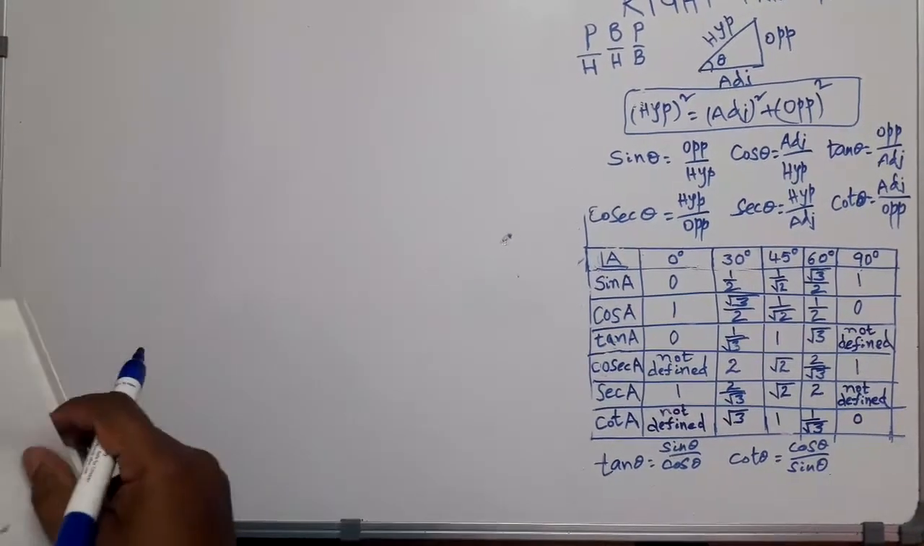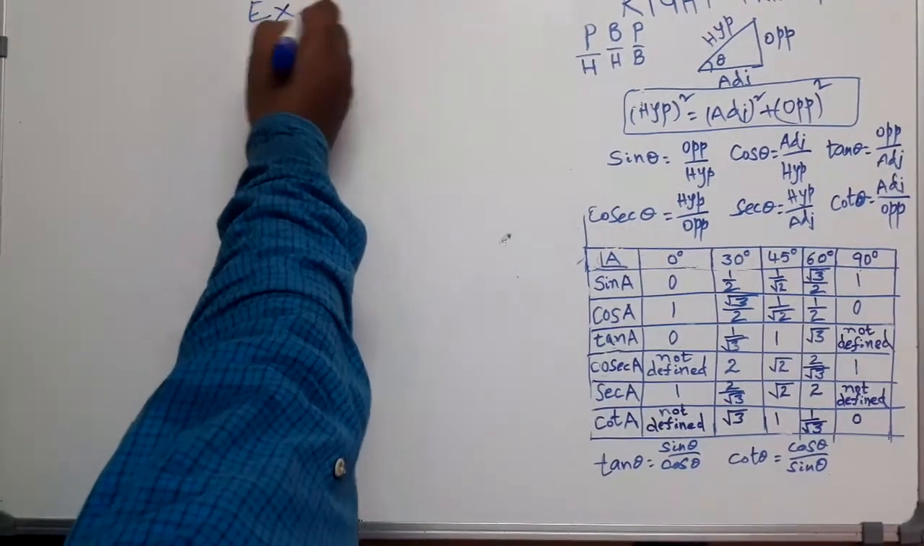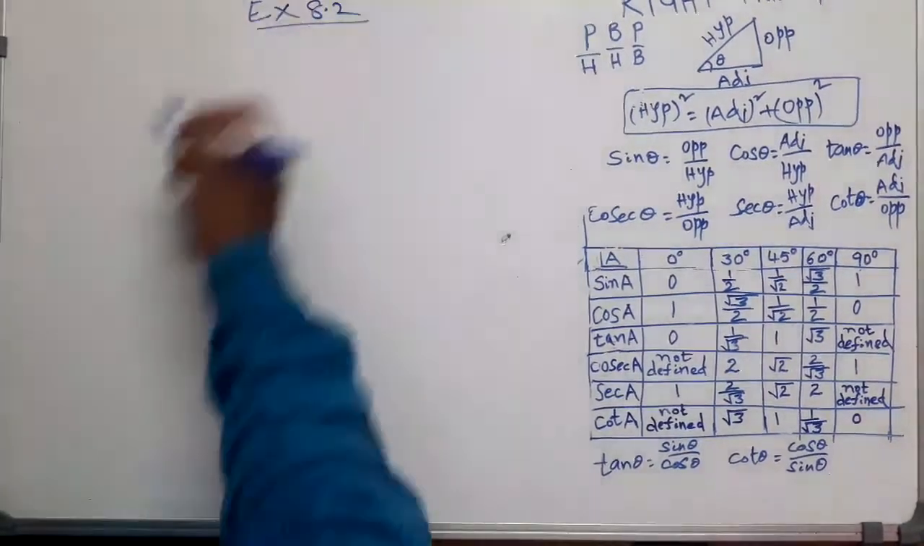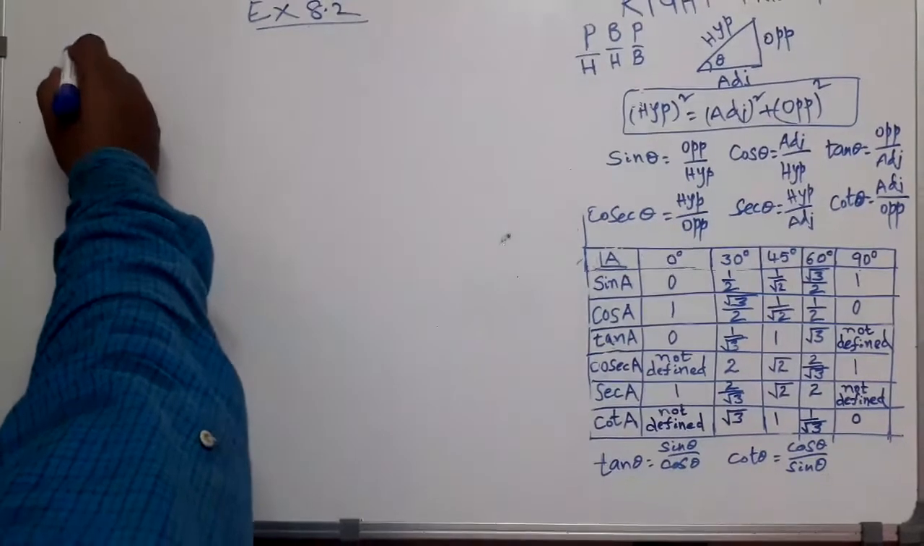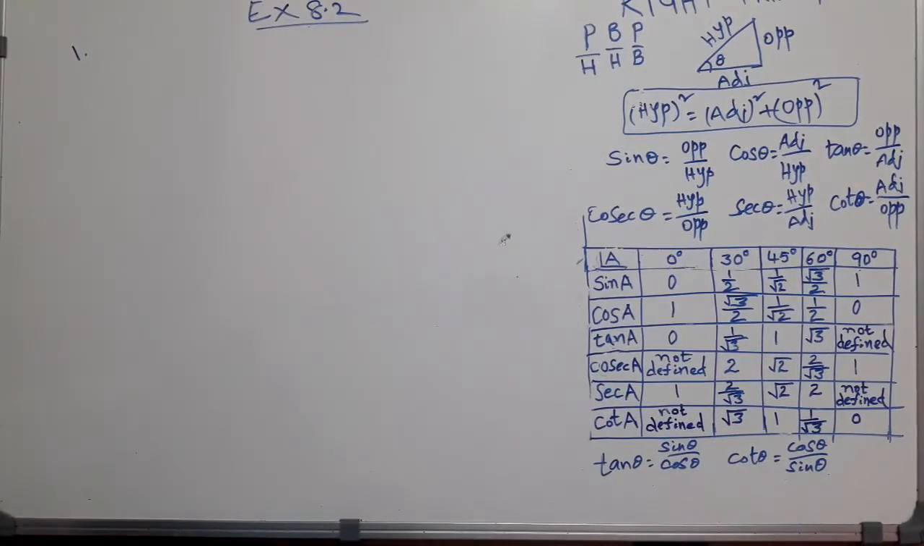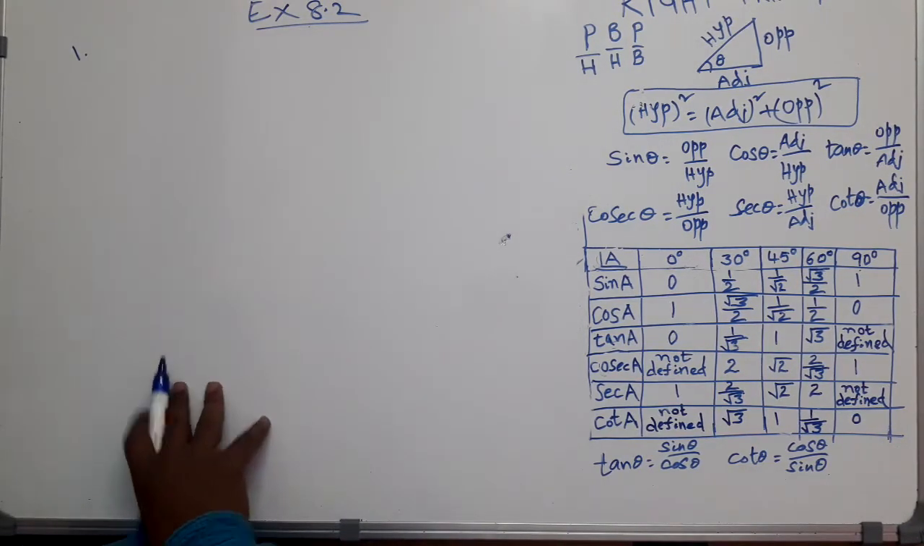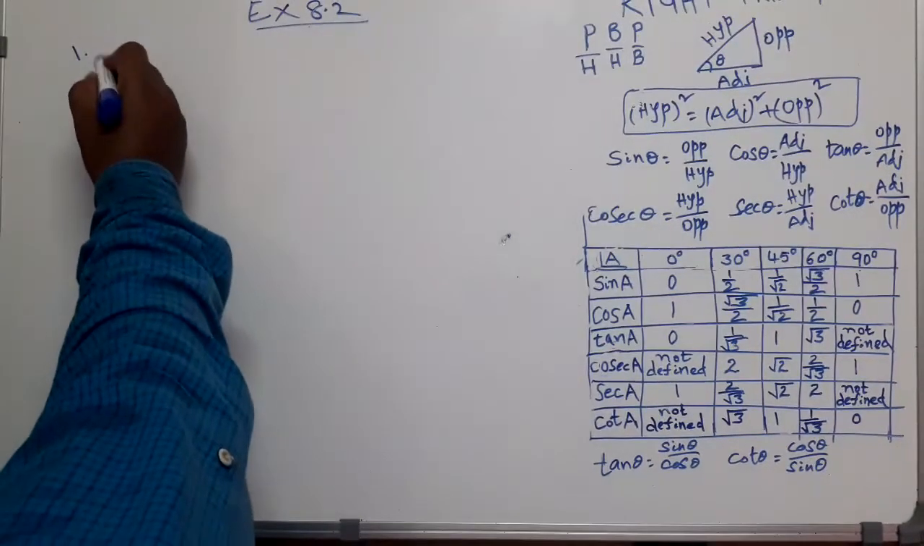Yes, friends, let us see exercise 8.2. Question number 1. You are having textbooks now? Yes. See in your textbook. Evaluate the following. It has got 5 parts, right? Let us see the first part.